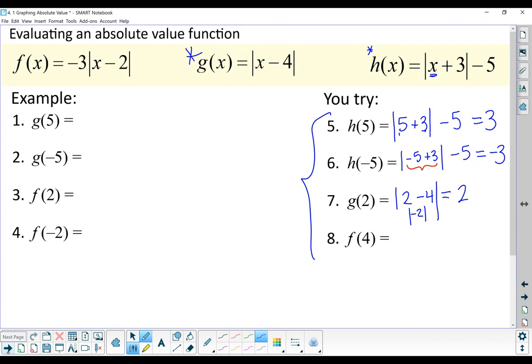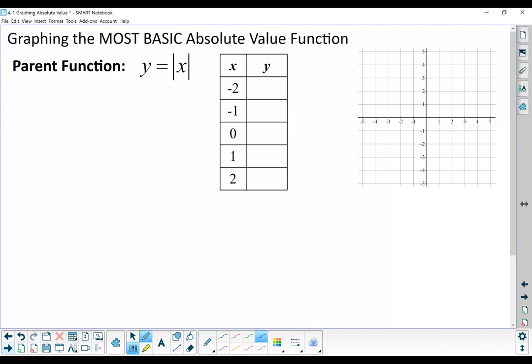So we wanted to review how to evaluate those functions because we're now going to try to graph one. So we're graphing first the very most basic type of absolute value graph. It's just the function y is equal to the absolute value of x. So I'm going to fill in this table of values and plot the points to see what the shape is. So if I take the absolute value of negative 2, that would give me positive 2. So my first point on the graph is negative 2, 2.